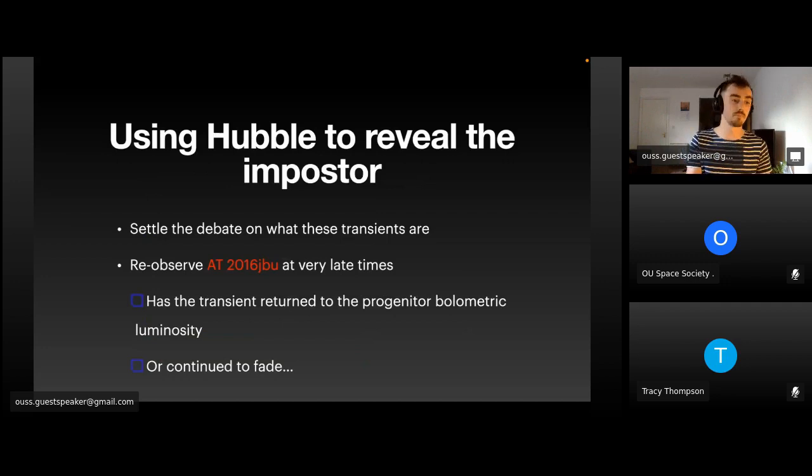So our observing strategy is to observe 16jbu, which we're fairly certain we know what the star looked like before, using Hubble. And we use Hubble specifically because Hubble is a fantastic instrument and it can look at very deep, very faint sources.